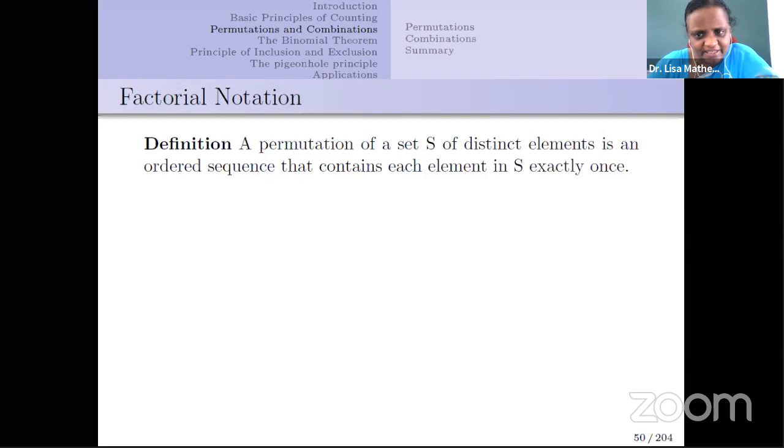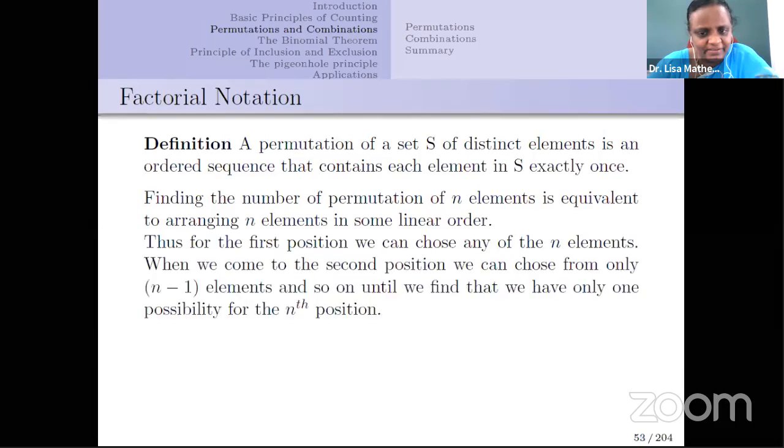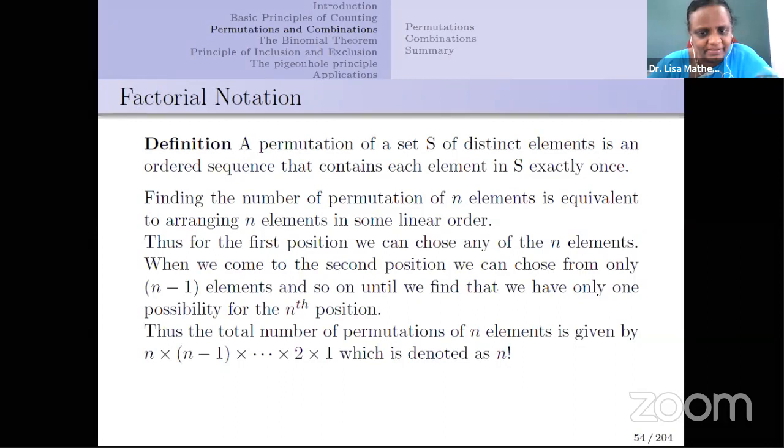A permutation of a set S of distinct elements is an ordered sequence that contains each element of S exactly once. Now finding the number of permutations of n elements is equal to arranging n elements in some order. Hence, for the first position I can choose any one of the n elements. For the second position, I can choose only from n minus 1 elements, and so on, till I come to the last position where I have only one option. So therefore, the total number of permutations is n into n minus 1 into n minus 2 and so on up to 1, which I denote by n factorial.